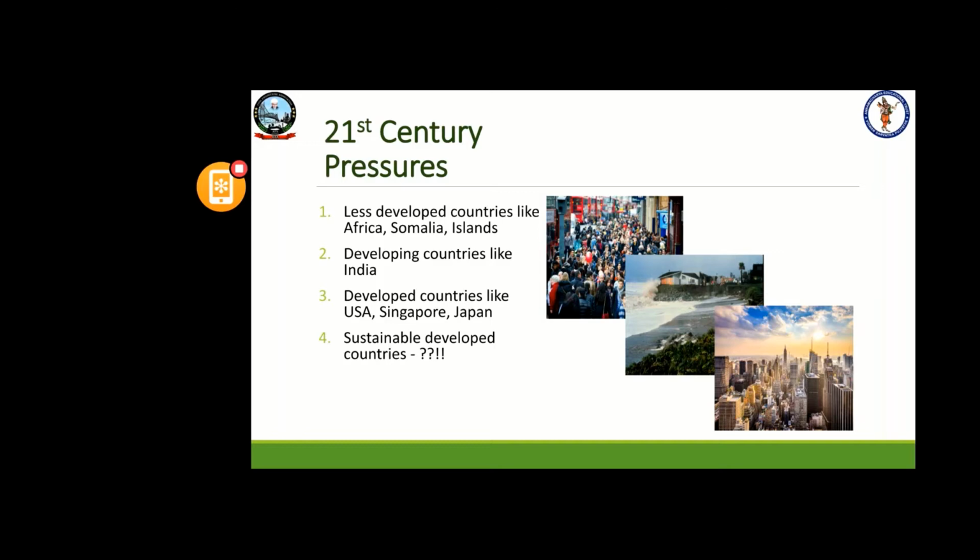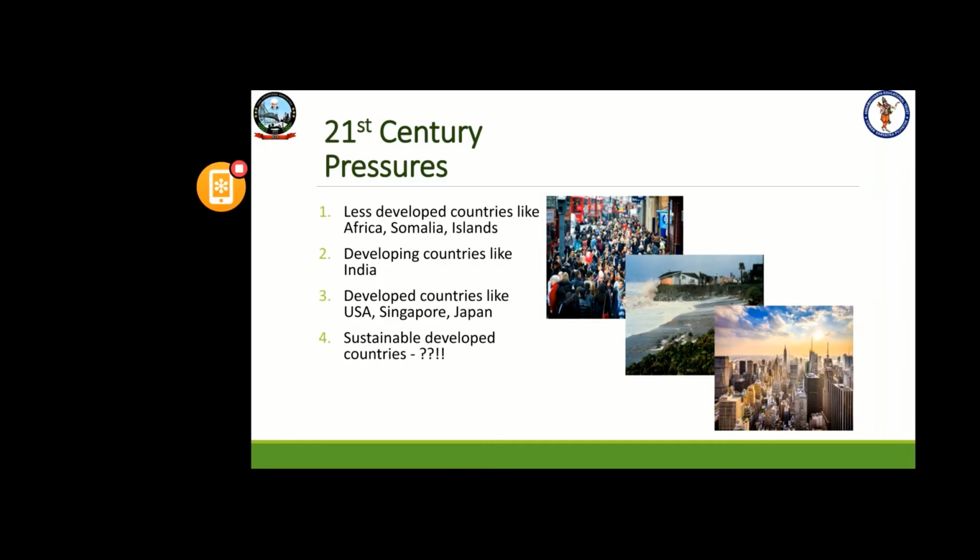Now the question is how we will manage all these pollutants emerging in the 21st century. We are satisfied by saying it is a developed country, but not in the pollution aspect. Then what is going to be our aim? Our aim should not be a developed country. Our aim should be a sustainable developed country.